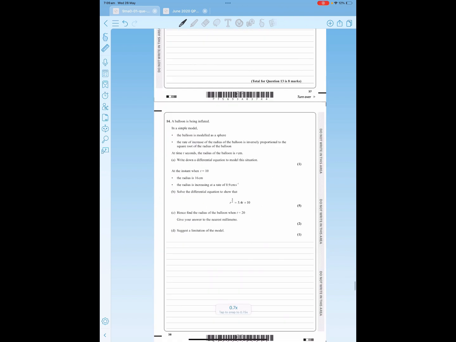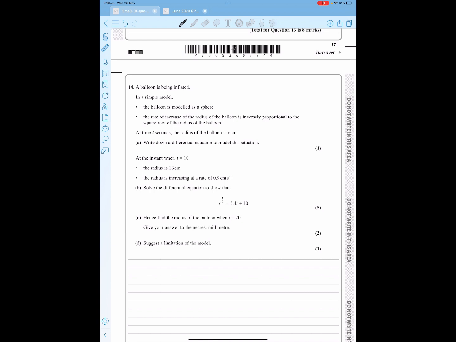Now we can move on to question 14. A balloon is being inflated. In a simple model, the balloon is modeled as a sphere. The rate of increase of the radius of the balloon is inversely proportional to the square root of the radius of the balloon. At time t seconds, the radius of the balloon is r. Write down a differential equation.